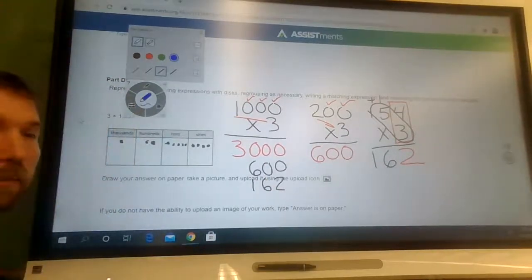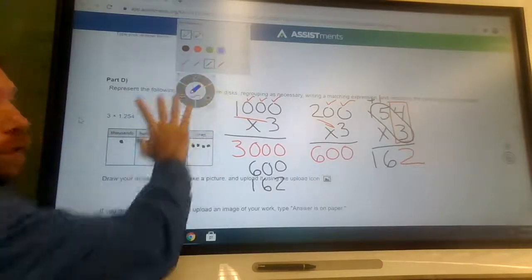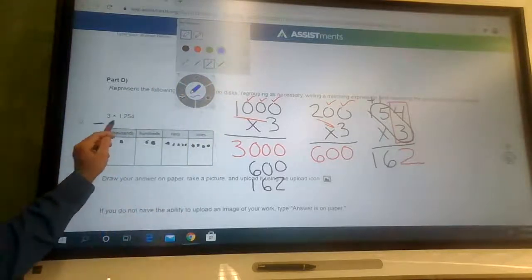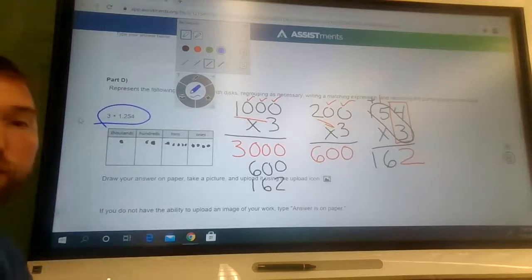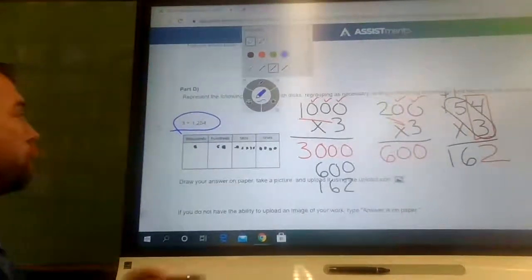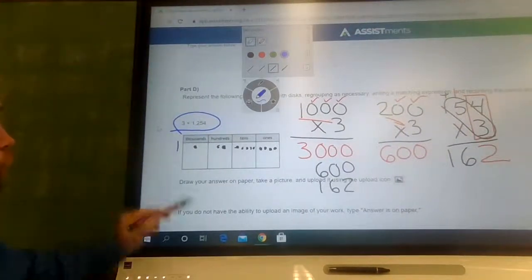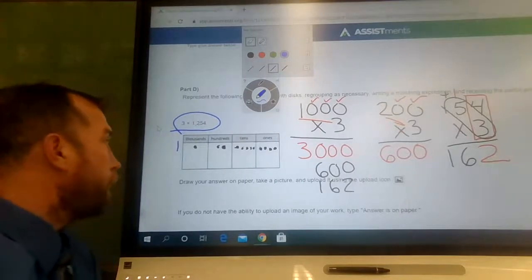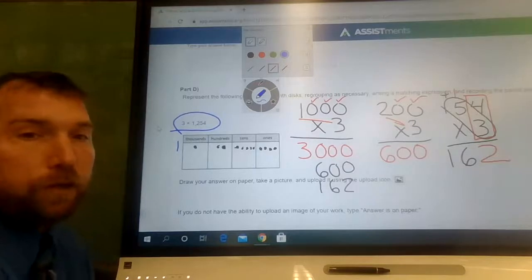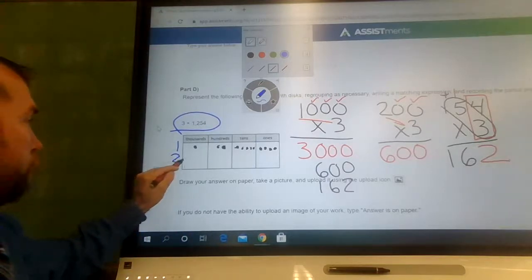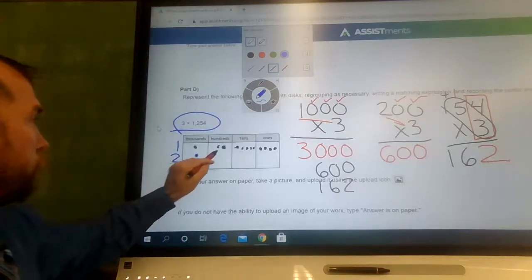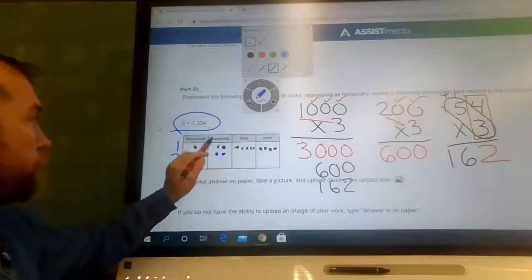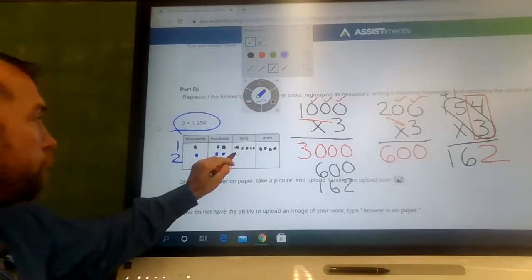So over on the chart behind me, I can show you that right here. 3 times 1,254. This is basically like one group or one person. And so one person has 1,254. If we have a second person, right, we now have 2 in the thousands, we have 4 in the hundreds.